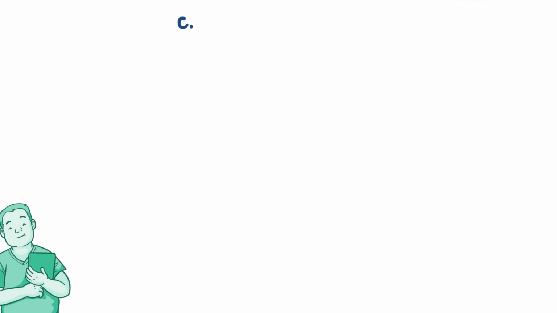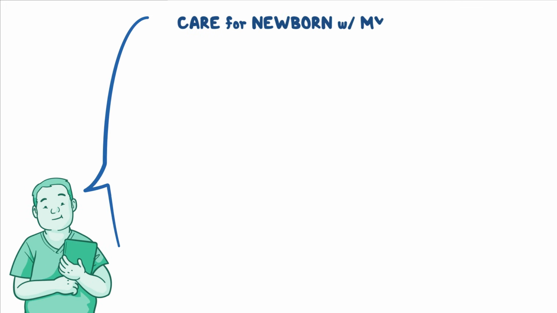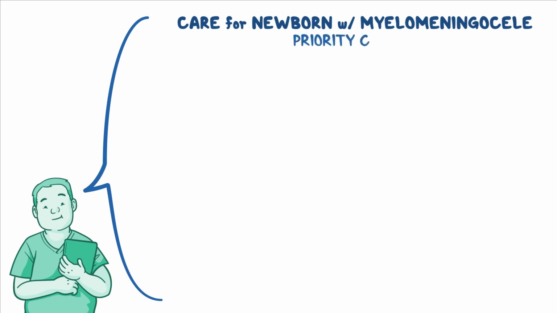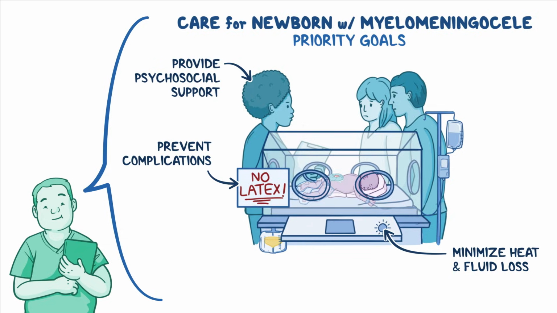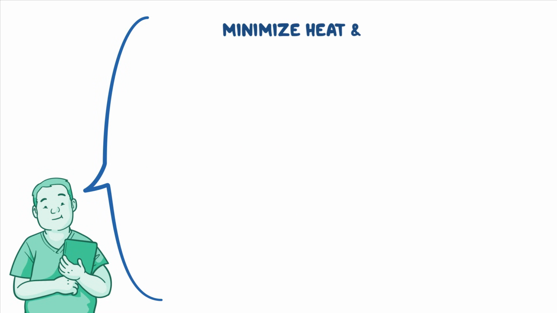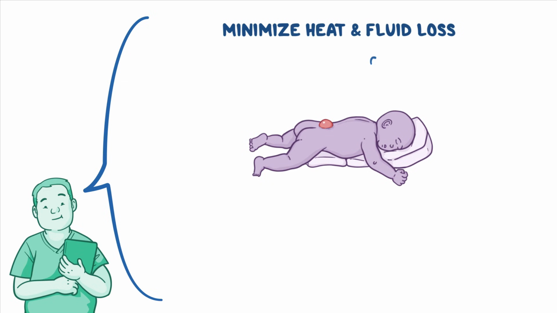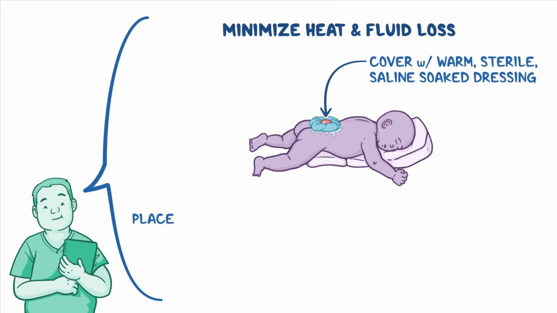Okay, let's look at the care you'll be providing for a newborn with myelomeningocele. Your priority goals are to minimize heat and fluid loss, prevent complications, and provide psychosocial support. Immediately after birth, minimize heat and fluid loss from the spinal defect by covering it with a warm, sterile, saline-soaked dressing and by placing the newborn feet first into a sterile bowel bag.